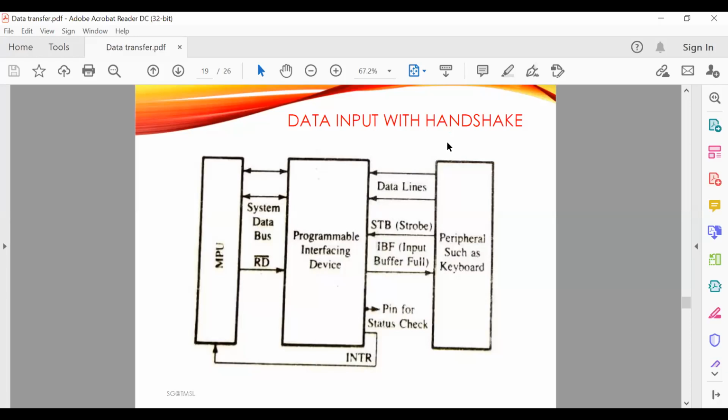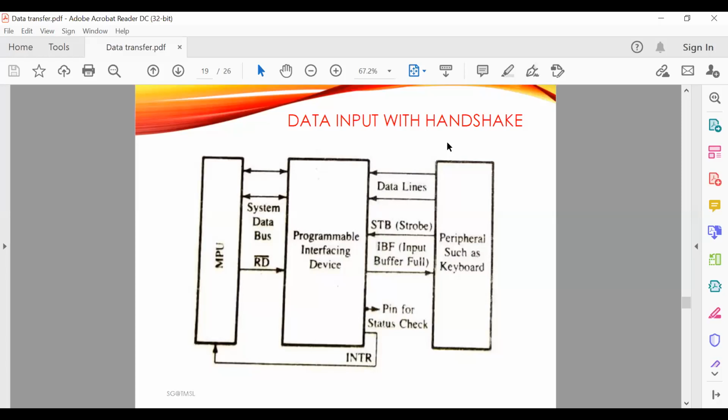Okay, so good morning, everyone. Last day I discussed the different data transfer techniques. In those data transfer methods, one method was handshake data transfer using handshake signals. So what is it, what is the mode, and how does it work? That will be discussed in today's lecture.